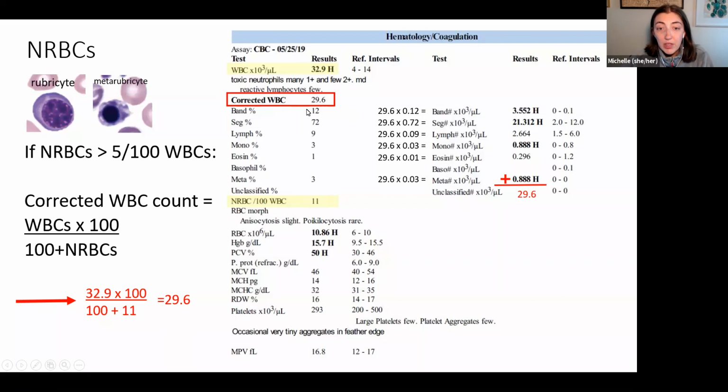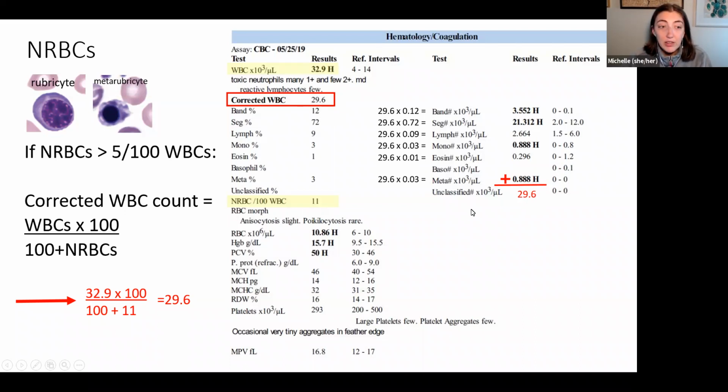So same thing, these absolute numbers are going to be from this corrected white blood cell count. So this would be 29.6 times 12% equals 3.552. And then these numbers should add up to our white blood cell count, which is 29.6. This is not our white blood cell count. This is the automated one that the machine came up with. This includes the NRBCs. So this is our actual white blood cell count, and this number should match that.